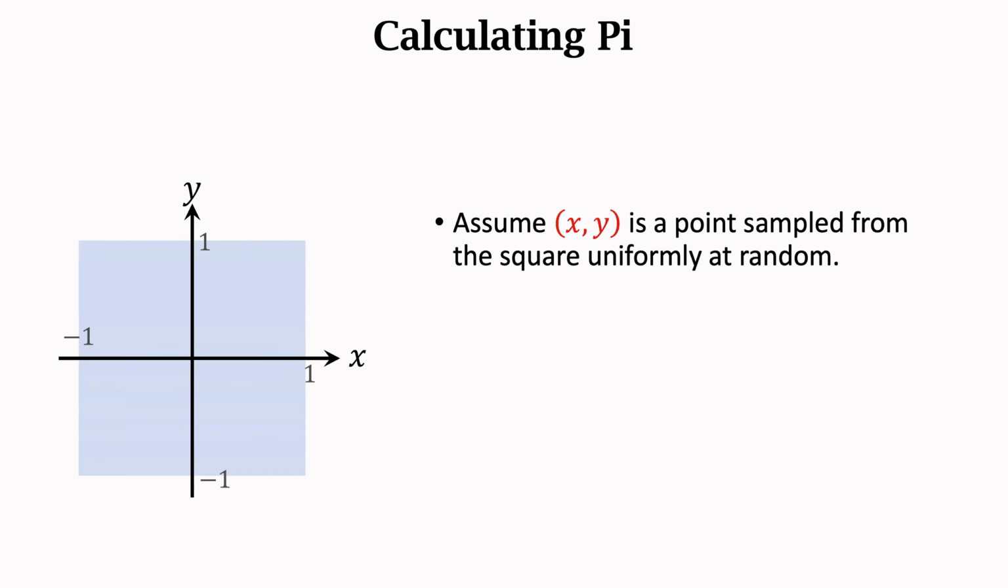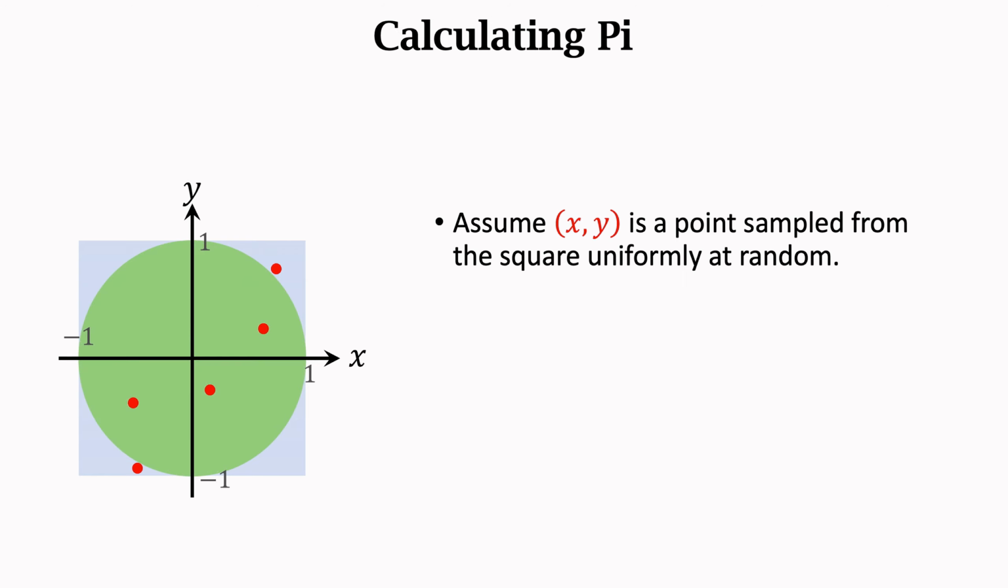Assume we have a random number generator that can generate numbers uniformly distributed between -1 and +1. Each time, we generate two numbers, x and y. In this way, each time we uniformly sample one point from the blue square. Everywhere in the square has the same probability density.